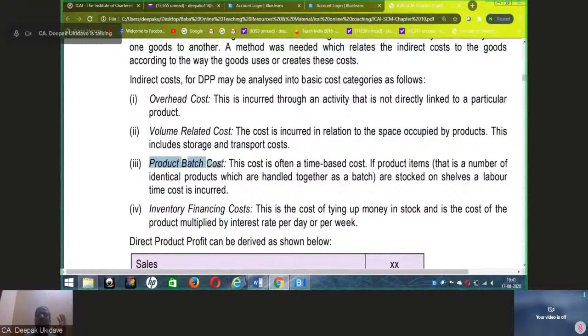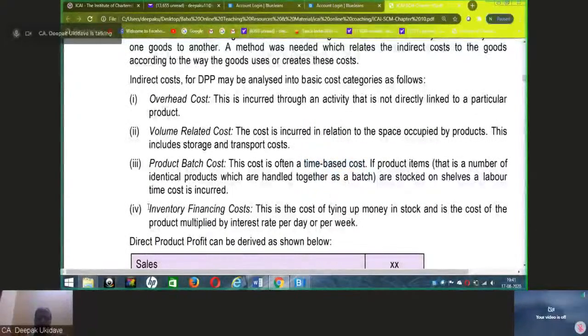Product batch cost. Product batch is the number of units produced in each batch. So this is generally a time-based cost. In a month, you are producing how many batches? 5 batches, 4 batches of the product. That means how many identical units you produce in one batch. They are all stocked on shelves, so labor time cost is incurred. That is product batch cost.